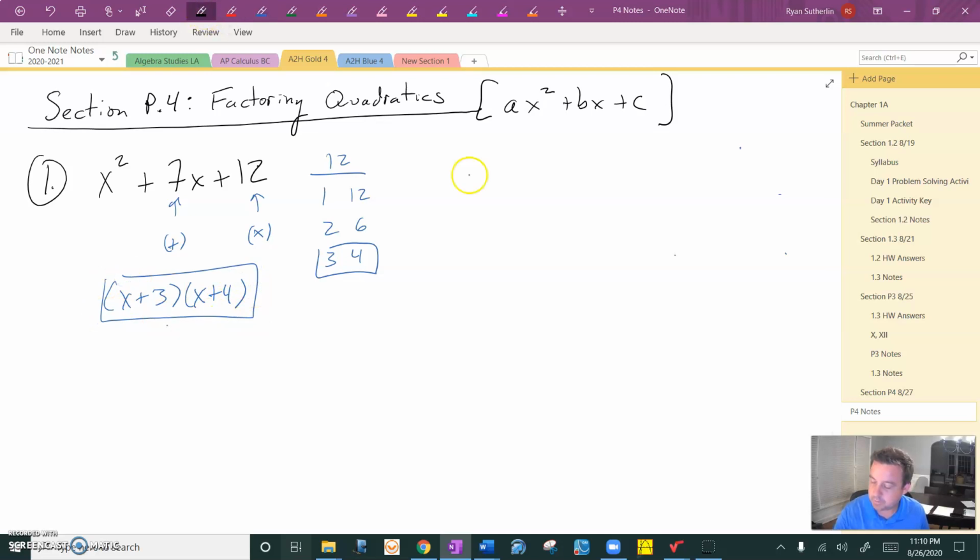So problem 2, let's make this one x squared minus 11x minus 42. So go ahead and pause the video and try this problem. Come back and see how you did.